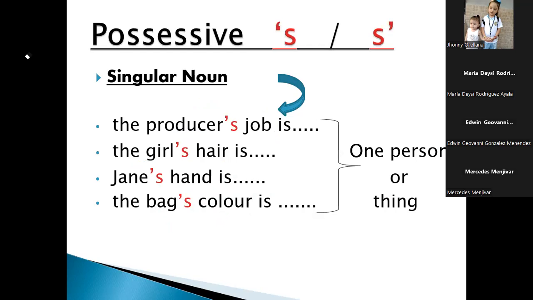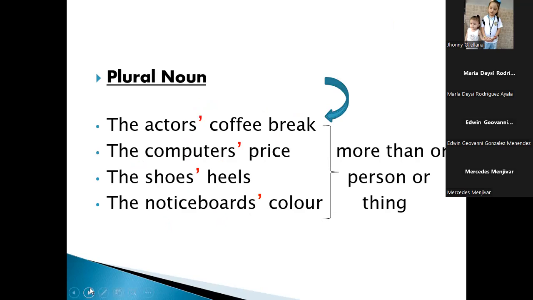What happened, guys? Y tomen nota de eso, porque if it is plural, y aquí es el punto de lo que preguntaba hace un rato. Si termina con plural, like plural noun, terminan con S, aunque algunos son irregulars. Miren el caso de plural.